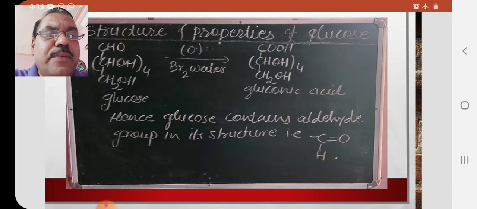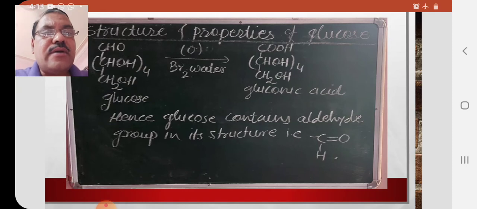So in the previous reaction, we have seen that glucose contains a carbonyl group. There are two carbonyl group compounds, that is aldehyde and ketone. But glucose contains an aldehyde group, that is it contains the CHO structure.